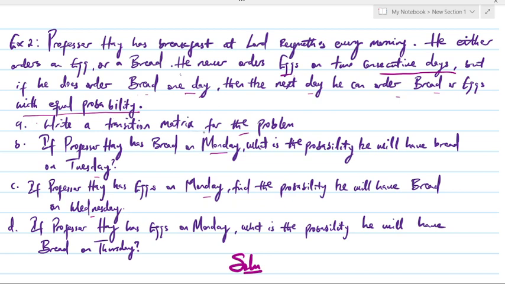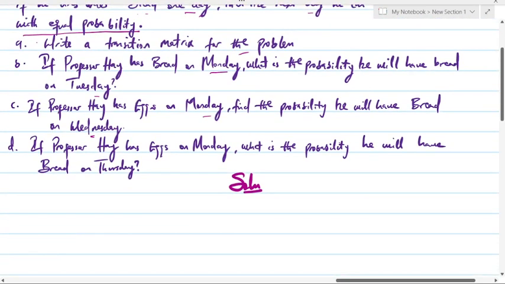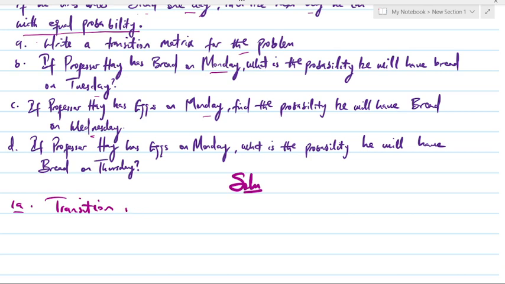Question A. Write a transition matrix for the problem. Question B. If Professor A has bread on Monday, what is the probability he has bread on Tuesday? And C. If Professor A has eggs on Monday, find the probability he has bread on Wednesday. And the last question, if Professor A has eggs on Monday, what is the probability he will have bread on Thursday? So let's go straight to the first question, which is the transition matrix. You can also check our previous lesson on setting up the transition matrix in the playlist of stochastic processes for better understanding.